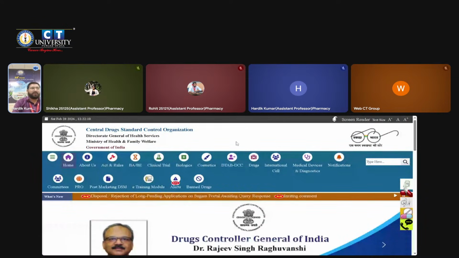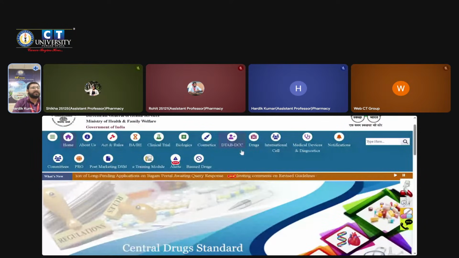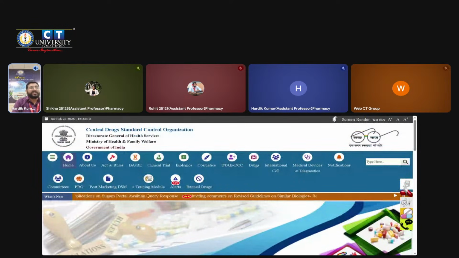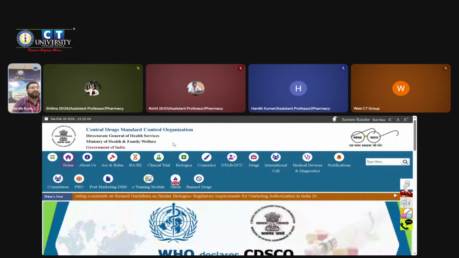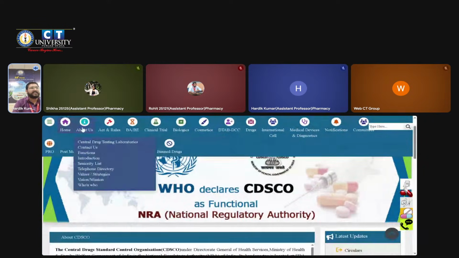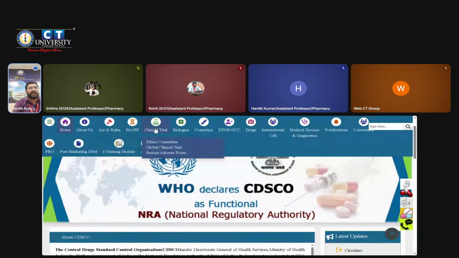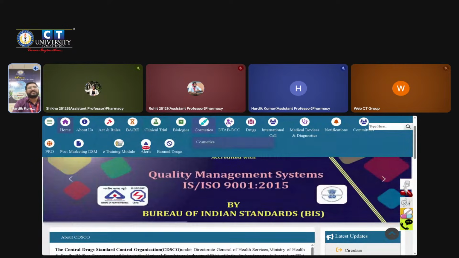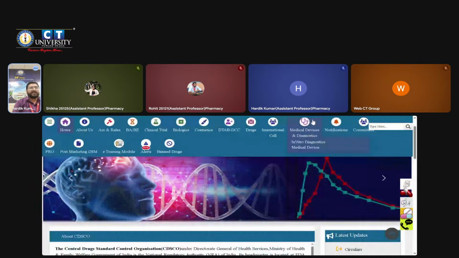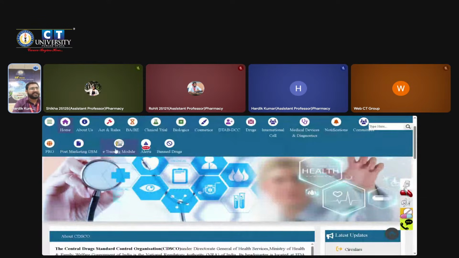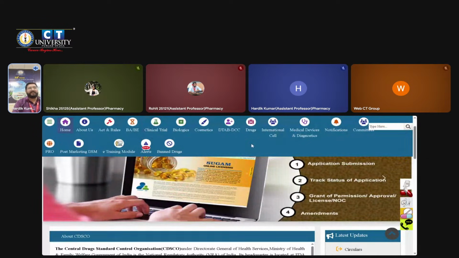cdsco.gov.in. The home page will open, which you may know is a directorate of health sciences regulated by the Ministry of Health and Family Welfare, Government of India, in which there are some menus like home, about us, act and rules, BABE, clinical trials, biologics, cosmetics, data, drugs, international cell, medical devices, notifications, communities, PROs, post marketing, DMS, e-training modules, alerts, and banned drugs.